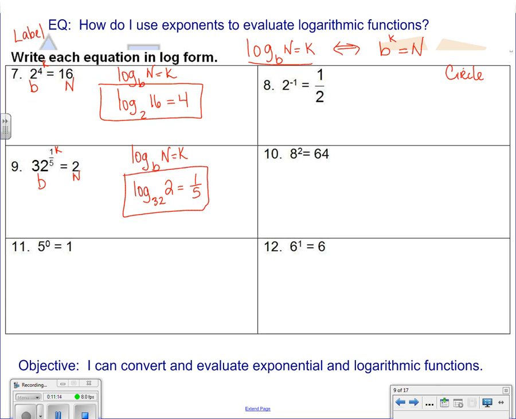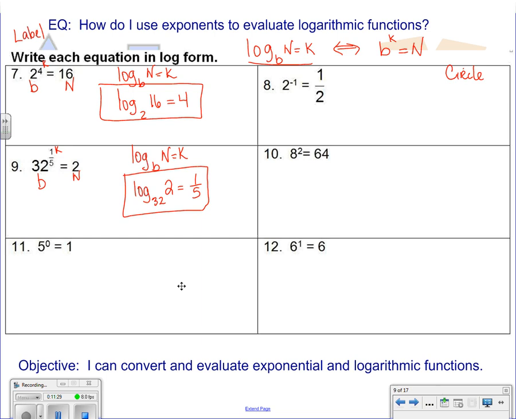So some people like to think that when I take the log of a number, it's always equal to an exponent. So this helps you out. If my exponent is 1/5, we know that the log of the number has to be 1/5. So that was number 2 doing the label method.